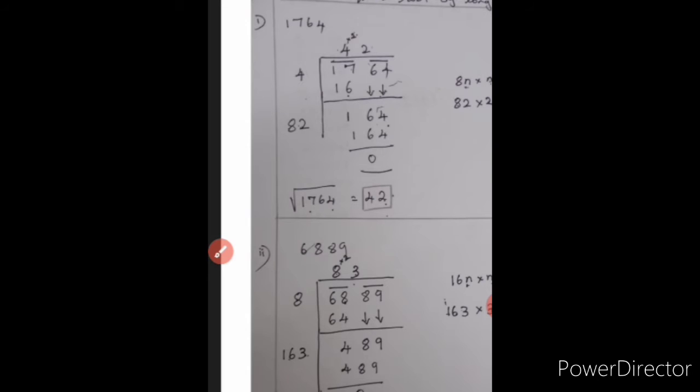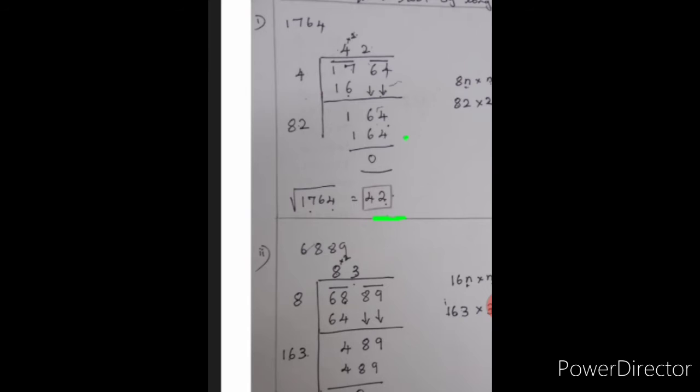So write down 2 near the divisor, 8, and then another 2 on the top. That is 82 into 2 is 164. So 164 minus 164 is 0. Therefore, the square root of 1764 is 42.